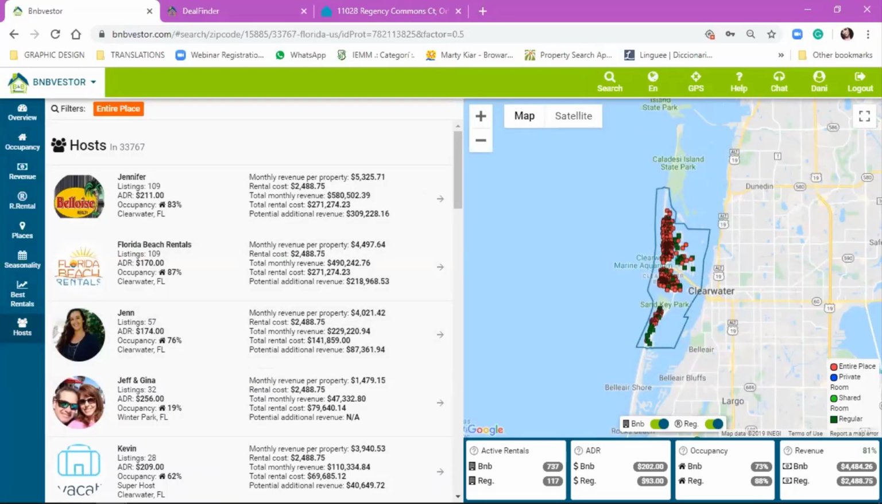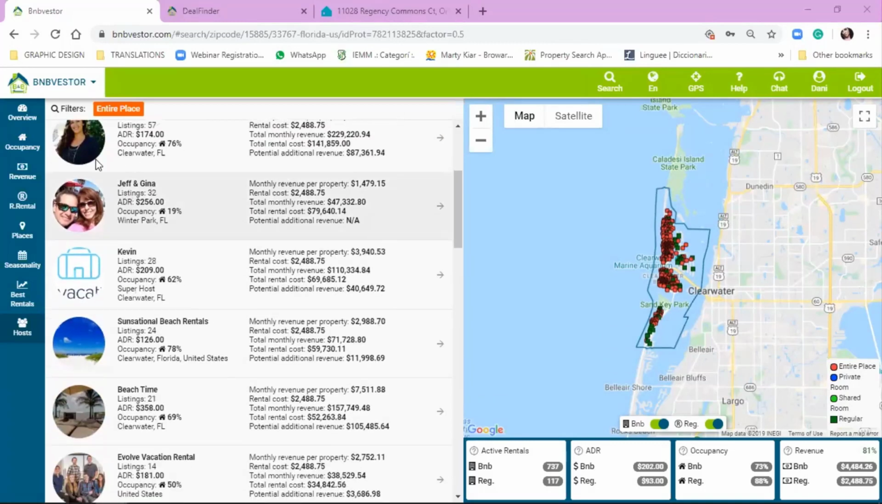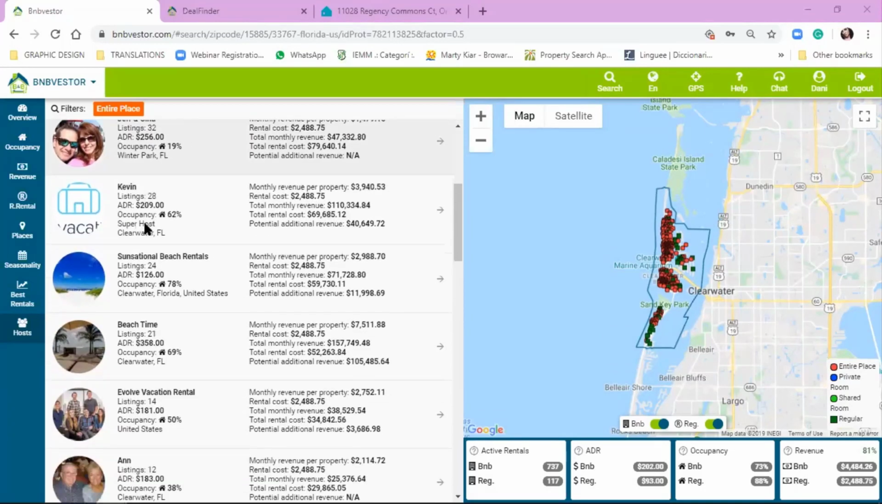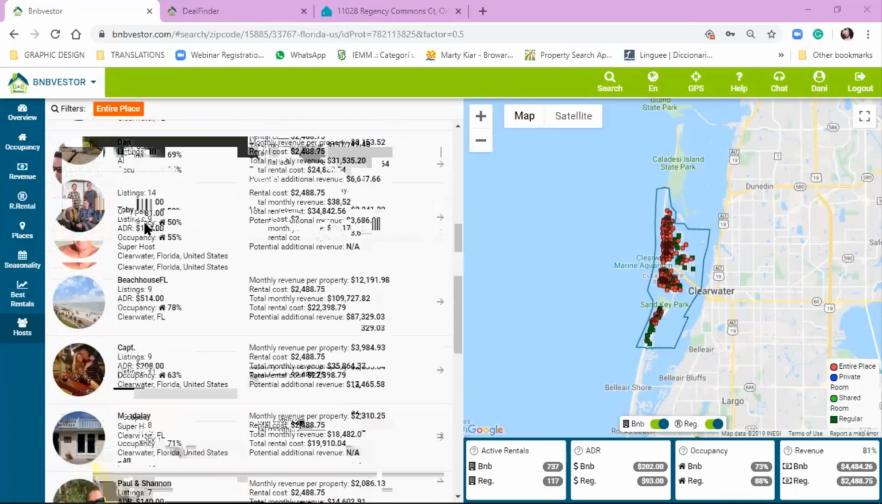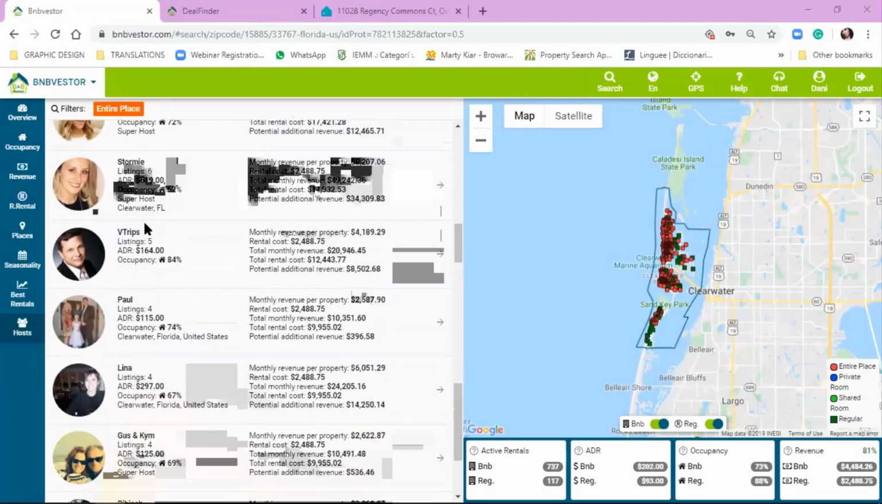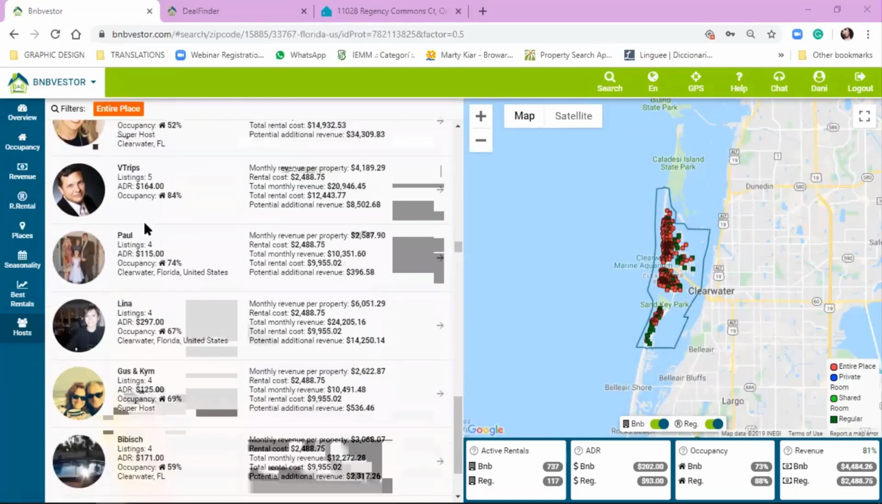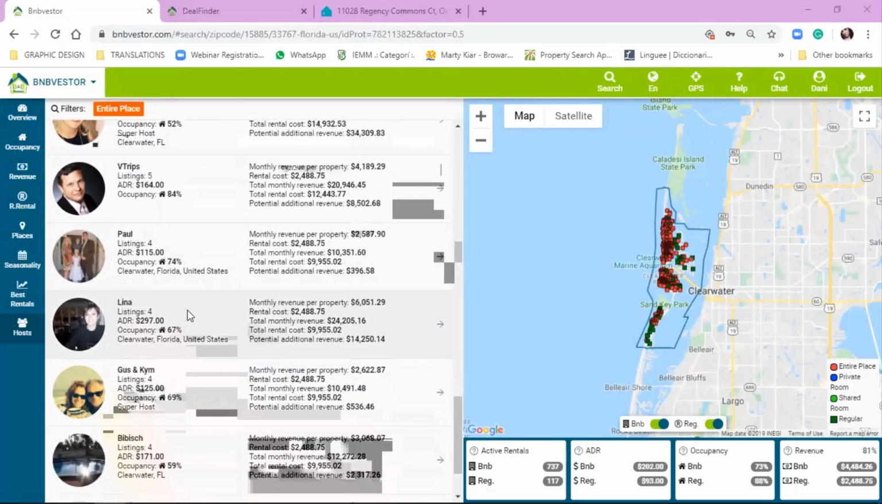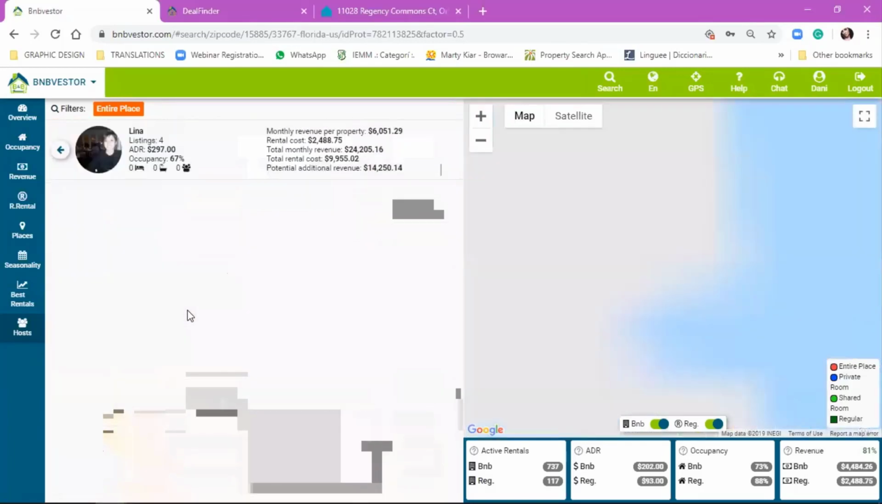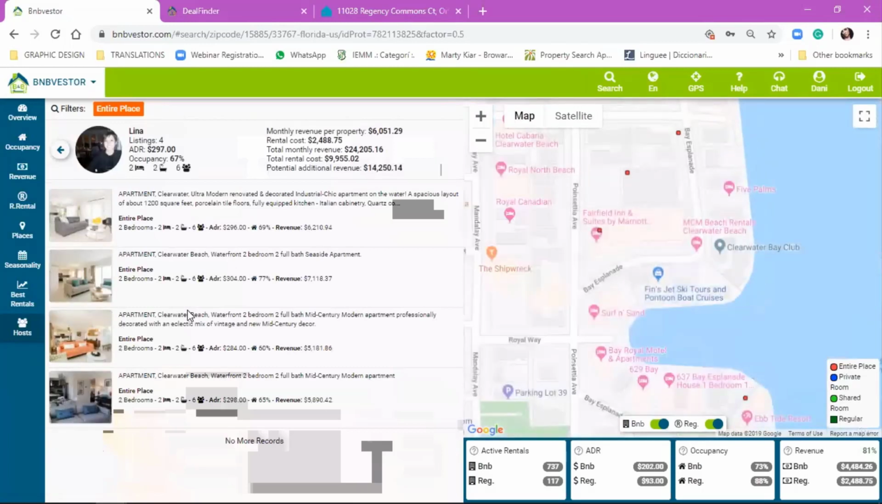In the host area, we can see, for example, let's not go with the hosts that have a lot of listings. Let's start with, okay, look at this one. We have Lena. She has 4 listings. In addition, an average daily rate of 297.